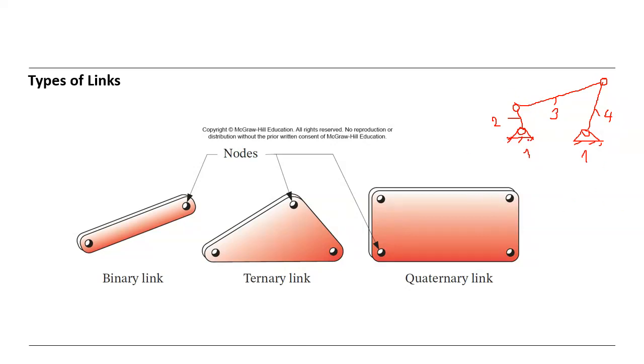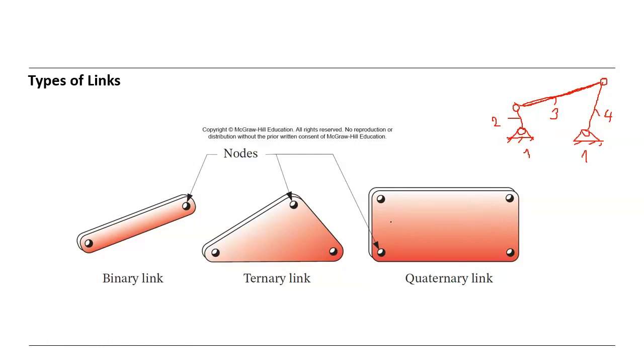And the joints are very important. Here we said revolute joint or pin joint, but mainly we use the revolute joint. In some cases, we also have a slider or prismatic joint. Okay, so the members or the links we use could be binary, like this one here. This is a binary one.